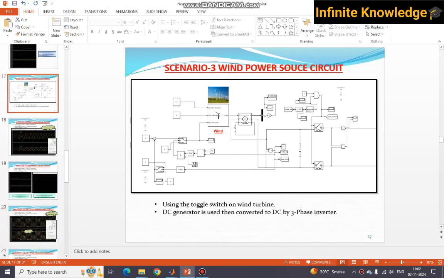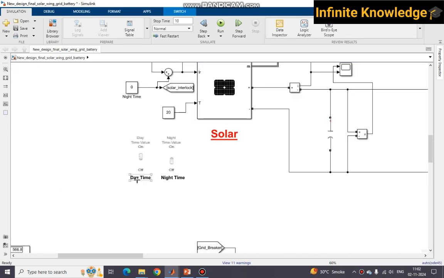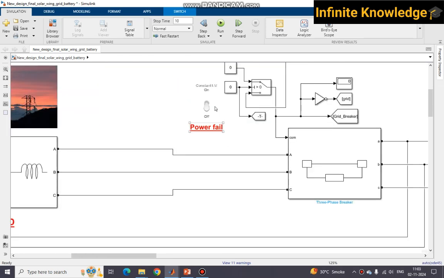As per use, the toggle switch on the wind turbine, I just turn on both the switches and check whether any other switches are on or off. So I can check this is in the off condition, and this power fail is off.